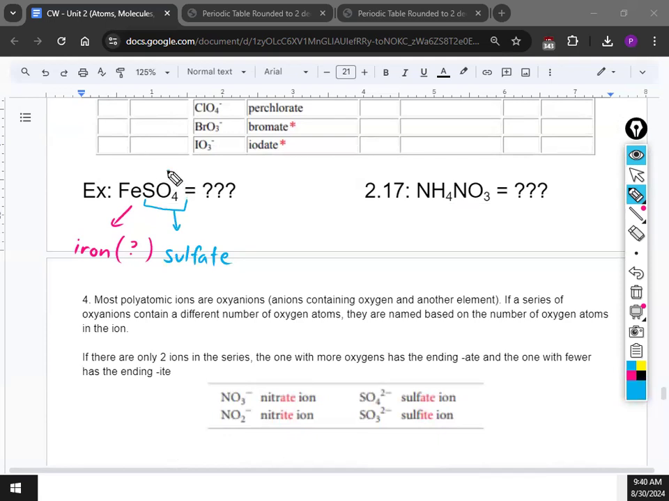Okay, and all you know is this is -2, which means since there's one iron, this has to be +2, right? So that means in the parentheses right here, we just do a 2. So this compound's name is iron 2 sulfate. And that's it. Polyatomics make it really easy. You just write the name. Don't do anything to it.